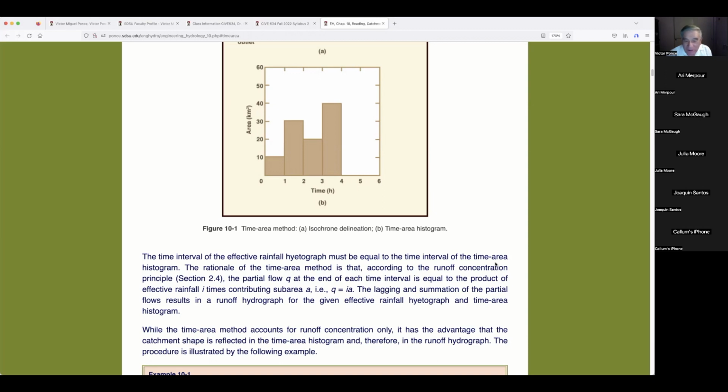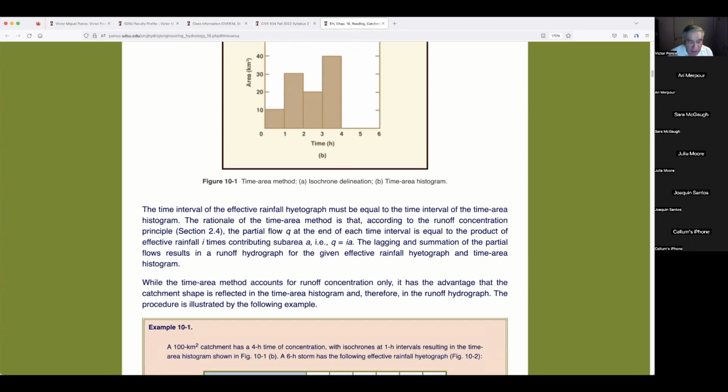Very well accepted procedure. And by the way, we have tested experimentally in the lab, in the numerical lab, and we know that that's the way it works. The lagging and summation of the partial flows results in a runoff hydrograph for the given effective rainfall hydrograph and time area histogram.